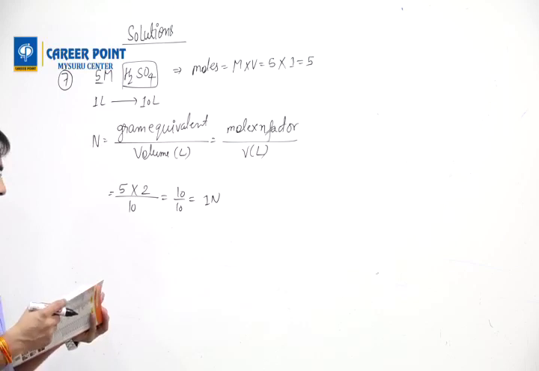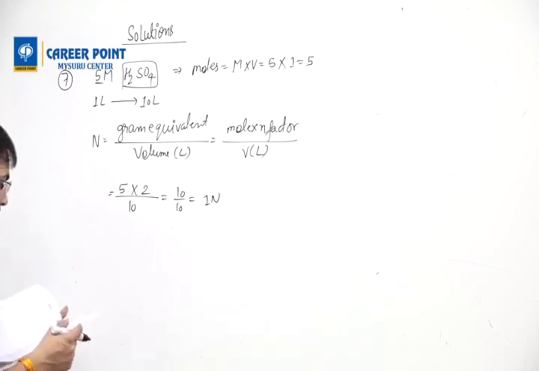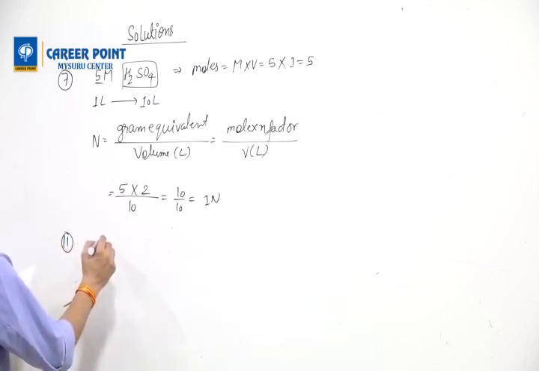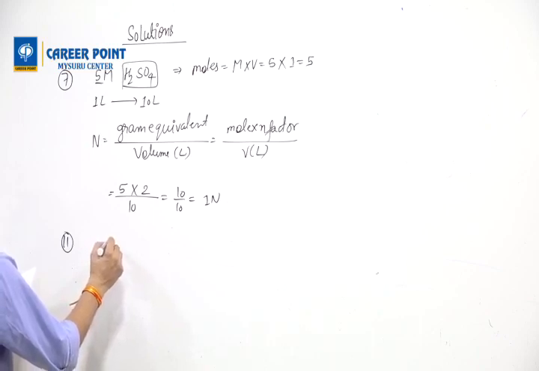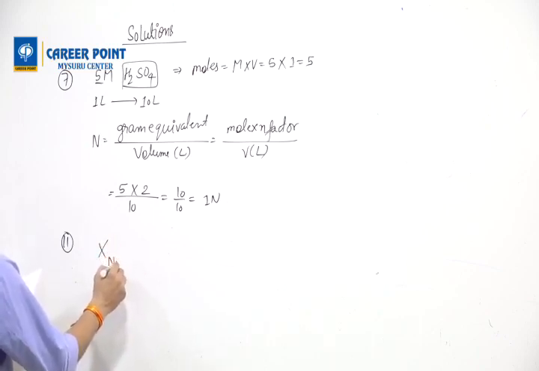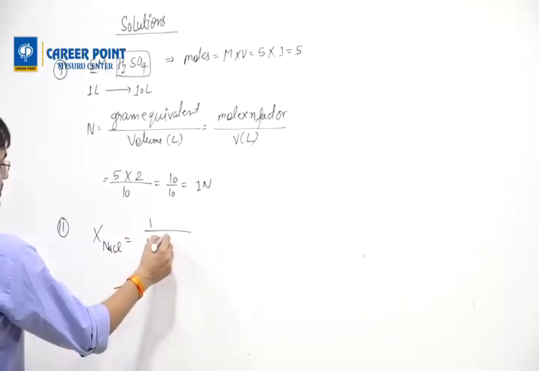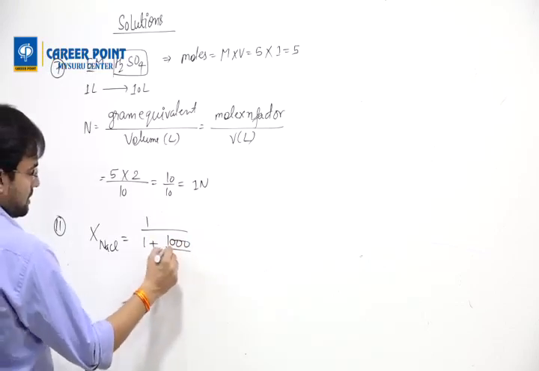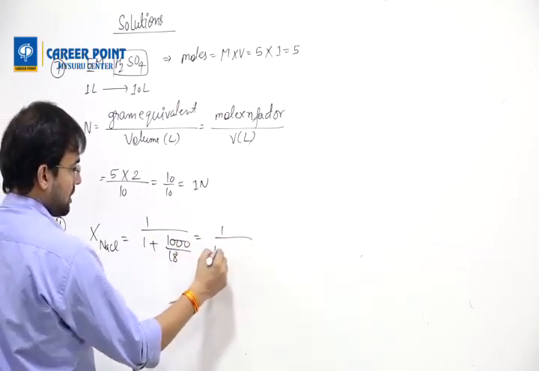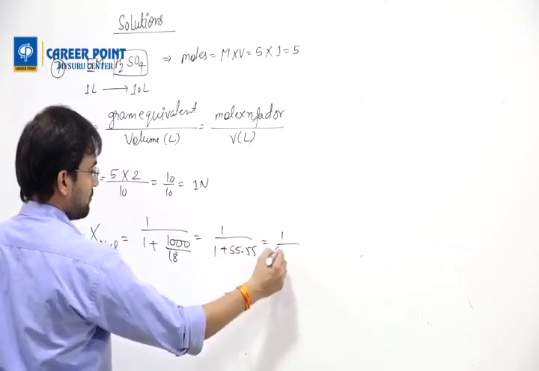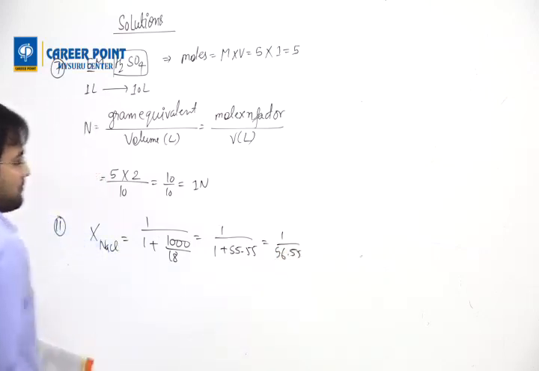Then question number 11. The mole fraction of NaCl in a solution containing 1 mole of NaCl in 1000 grams of water. So we get 1 by 1 plus 1000 by 18, so 1 by 1 plus 55.55, or 1 by 56.55. We'll get 0.0017.